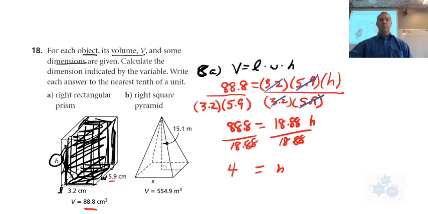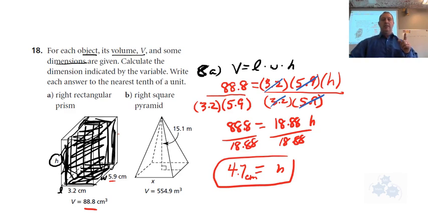So 4, I think, tenth of a unit there, 4.7, right? Yeah. So 4.7 what? What's the unit here? I mean, you need to make sure you have units. Centimeters. Is it centimeters or centimeters cubed? Centimeters. It's just plain old centimeters. Yes. Very good. Okay. So why don't you take a minute and see if you can solve 18b.